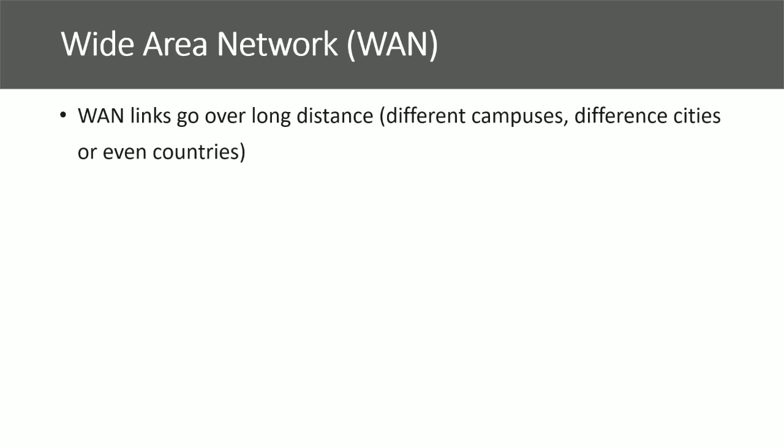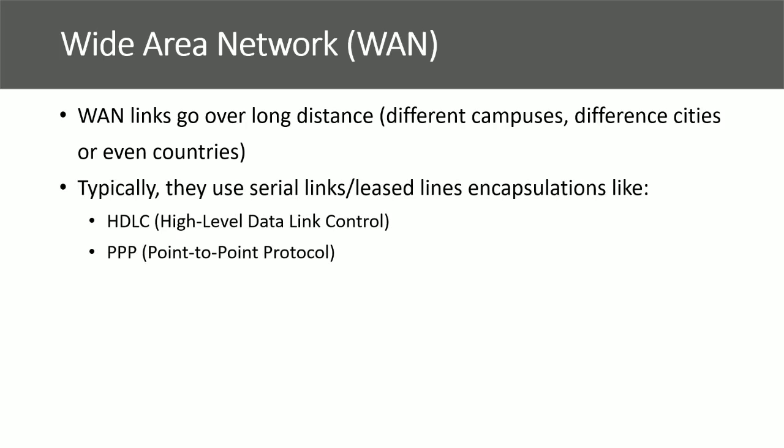Now let's discuss wide area network, or WAN. WAN links usually go over long distances, which can be between different campuses, different cities, or even different countries. Typically, WAN links use serial links or leased lines, and they use encapsulation like HDLC, which stands for High-Level Data Link Control, or PPP, which is Point-to-Point Protocol.